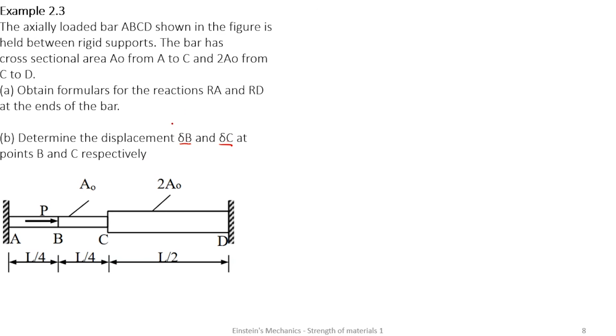Okay, so what do we do here? It's interesting. We have to apply the idea of indeterminate structures, meaning they are fixed at their ends. And what do we know? We know that we have to check for the reactions and then look for the elongations as well. So from this, we can draw a free body diagram, and I'm going to have it like this.